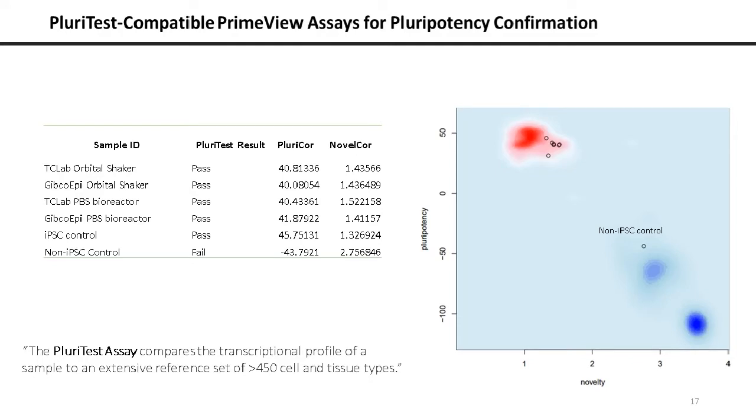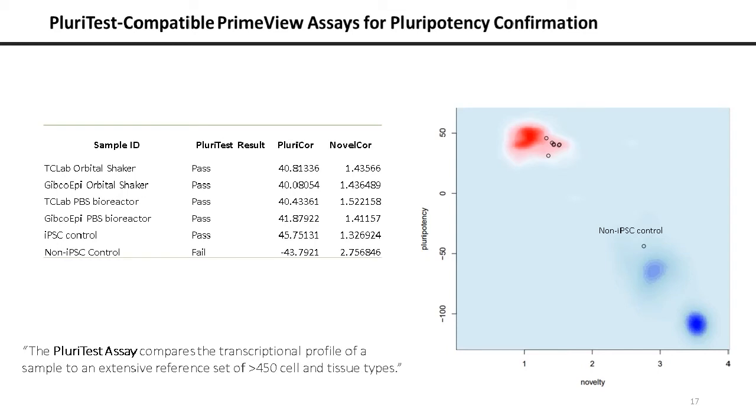Just to finish up, we also wanted to compare our samples from the orbital shaker and the PBS bioreactor with hPSC controls to confirm that the cells were still pluripotent. So we used the PluriTest, which compares the transcriptional profile of a sample to a reference set that has more than 450 cell types and tissues. As you can see, for both cell lines and for both the orbital shaker and the PBS bioreactor, the cells passed the PluriTest, which means that they are still pluripotent.